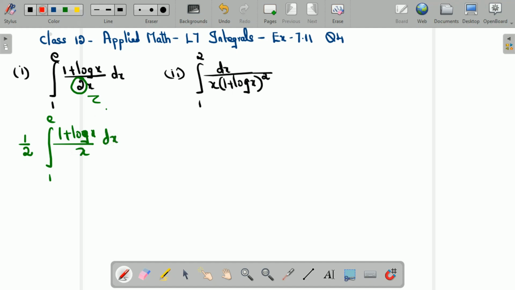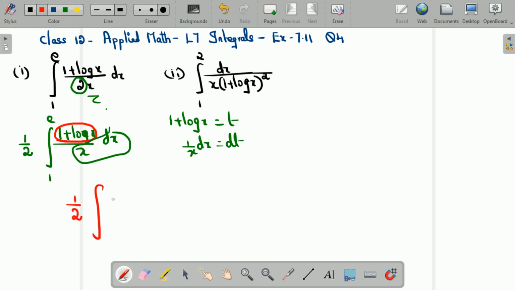Now I'm going to substitute this entire numerator, 1 plus log x, is equal to t. So 1 plus log x is equal to t. So 1 by x dx is equal to dt. So this whole expression we are going to substitute as dt. So the integration will change as 1 by 2 integral t dt, because this is gone.